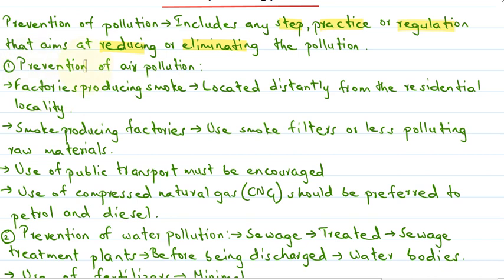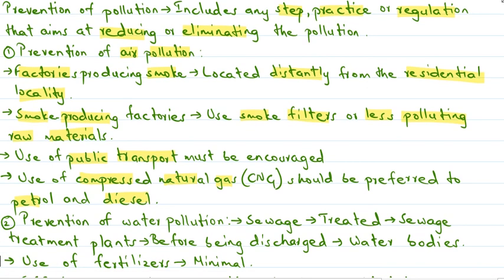So first we have discussed the prevention of air pollution. The factories that produce smoke must be located distantly from the residential locality in order to prevent air pollution. Then the factories which produce smoke must use smoke filters or must use less polluting raw materials. Then the use of public transport must be encouraged, and we must use compressed natural gas instead of petrol and diesel because it has very few emissions as compared to all other fuels.